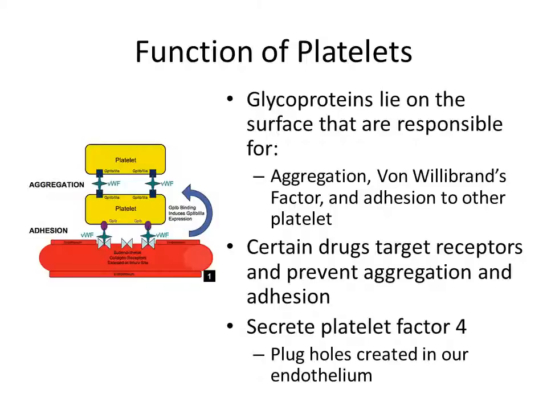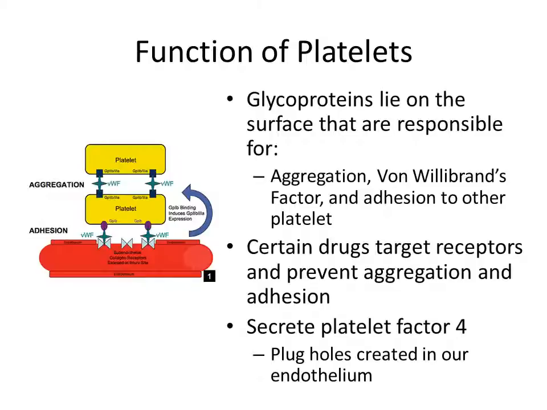To help platelets stick to the damaged area as well as to each other, there are certain factors attached to platelets called glycoproteins. These glycoproteins allow for adhesion to the injured site, as well as adhesion of platelet to platelet. And so we need these factors as well as platelets in order to prevent ourselves from bleeding out from injury.